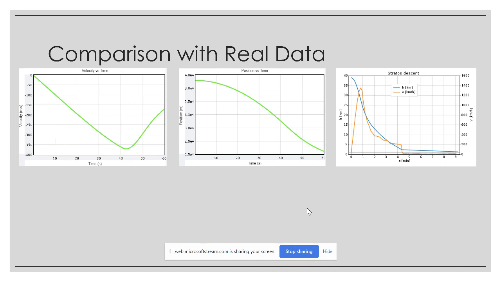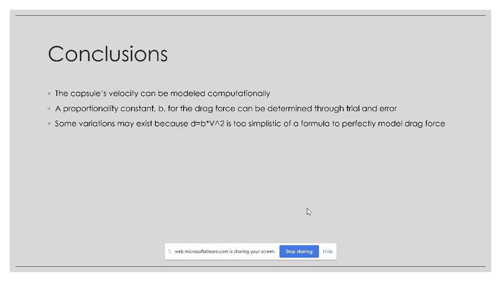So some main conclusions from this lab: I could model the man and the capsule's velocity computationally, and I could determine a proportionality constant for the drag force through trial and error. And some variations between my data and the Stratos data exist because the drag force equal to b v squared is too simplistic of a formula to perfectly model drag force.